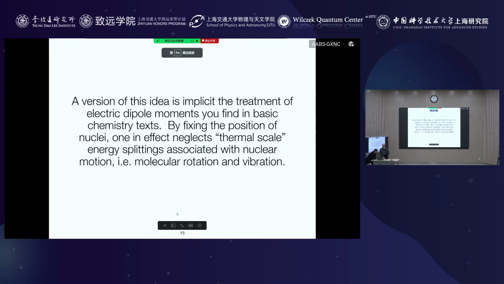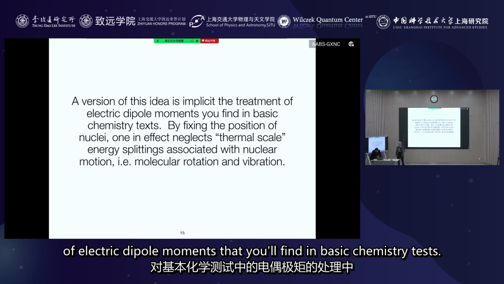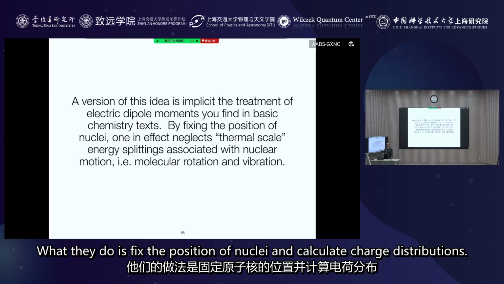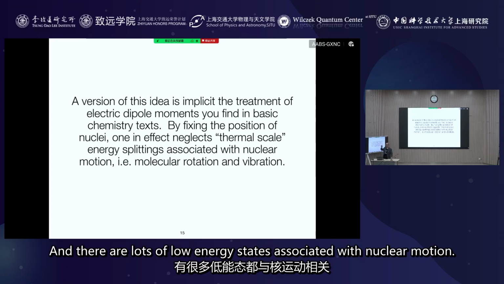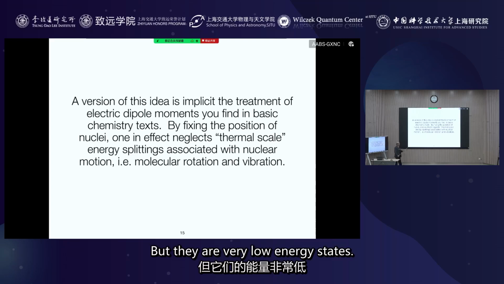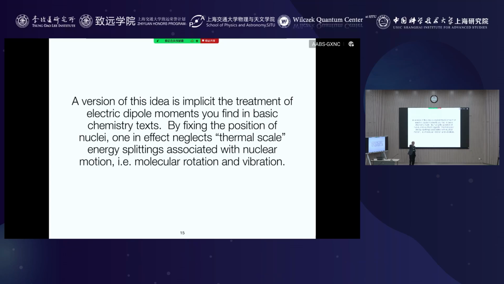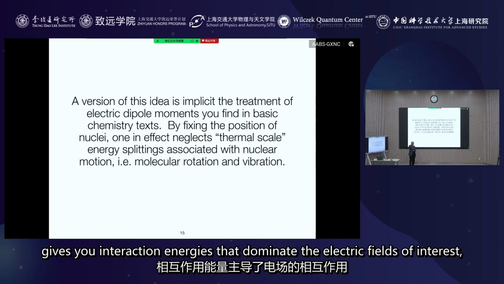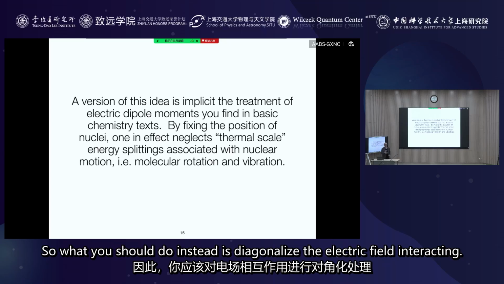Yeah, okay. So a version of this idea is implicit in the treatment of electric dipole moments that you'll find in basic chemistry texts. What they do is fix the position of nuclei and calculate charge distributions. But in reality, nuclei can move, they can rotate. There are lots of low energy states associated with nuclear motion, but they are very low energy states, so there are small splittings associated with them. Applying an electric field gives you interaction energies that dominate. I mean, the electric fields of interest dominate those splittings. So what you should do instead is diagonalize the electric field interaction.